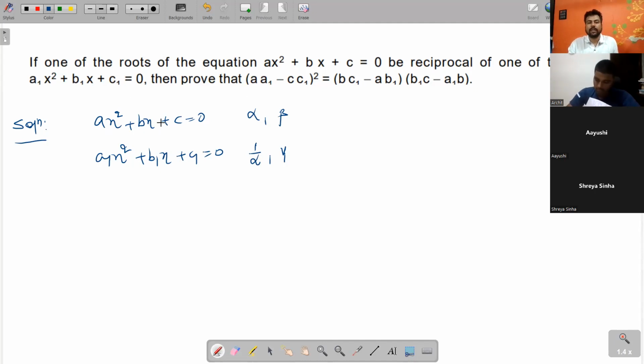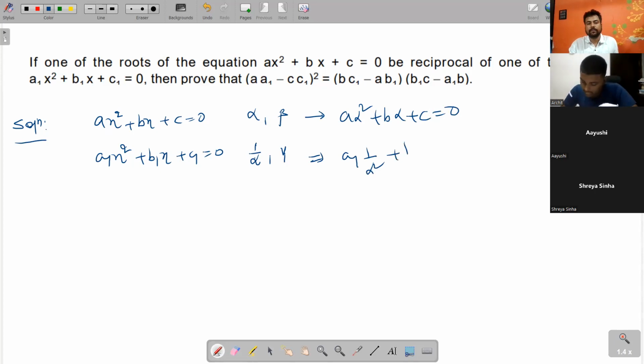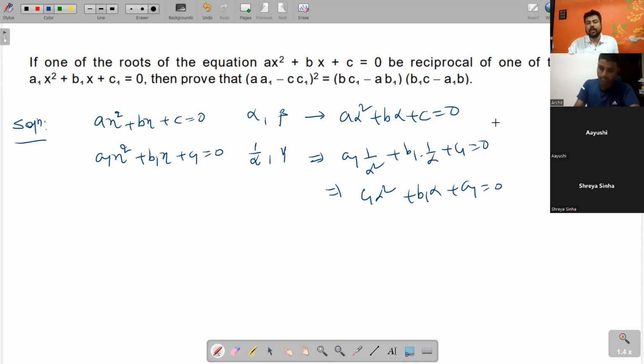See, alpha will satisfy this equation, so a alpha square plus b alpha plus c equal to 0. Now 1 by alpha is a root of the other equation, so 1 by alpha will satisfy it: a1 into 1 by alpha square plus b1 into 1 by alpha plus c1 equal to 0. If you simplify this, you get c1 alpha square plus b1 alpha plus a1 equal to 0. Now I can say that these two equations have one root common, that is alpha.